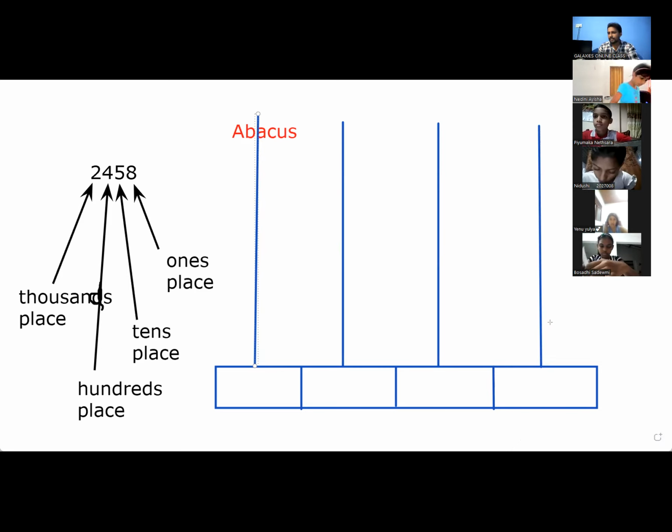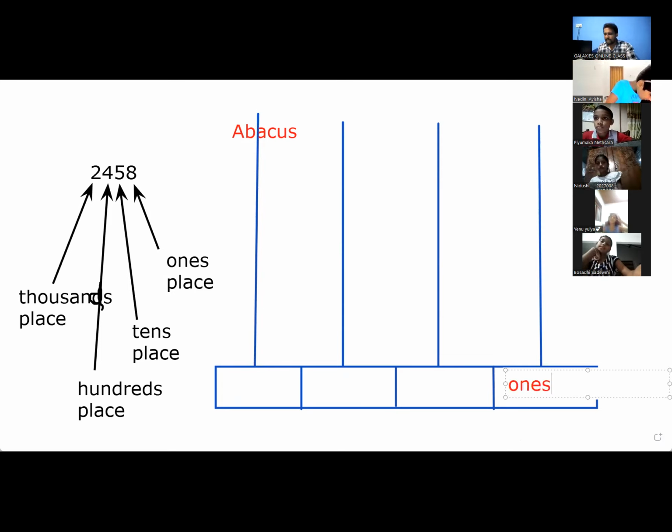What is important here? You have to write the correct positions related to the rods. Right? You remember the last rod. What's the name? Ones. So you have to write here what? Ones.